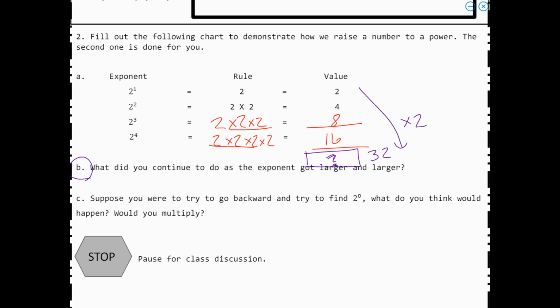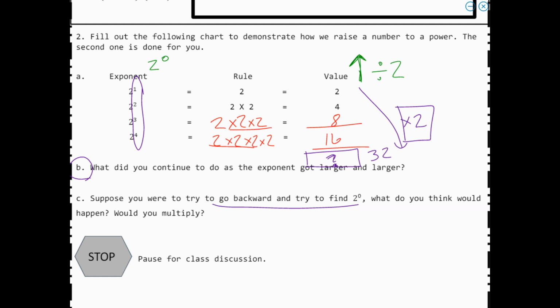Okay. So suppose that I wanted to try and go backwards. If going down, as I continue to fill in the chart, as my exponents get larger, I'm multiplying by 2, so suppose I wanted to go backwards, what would I have to do to get 2 to the 0 power? Divide by 2. We've got to do the opposite operation. If my pattern is multiplying going down, the opposite would be dividing to go the other direction.